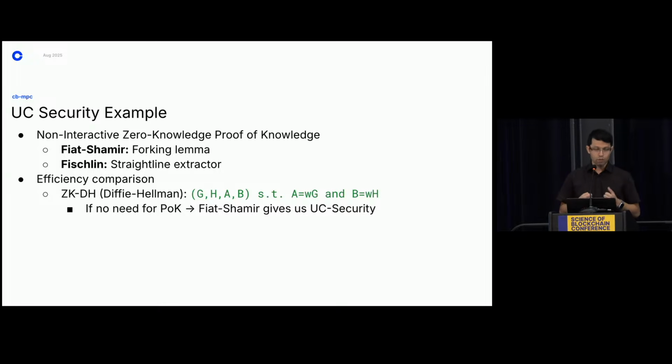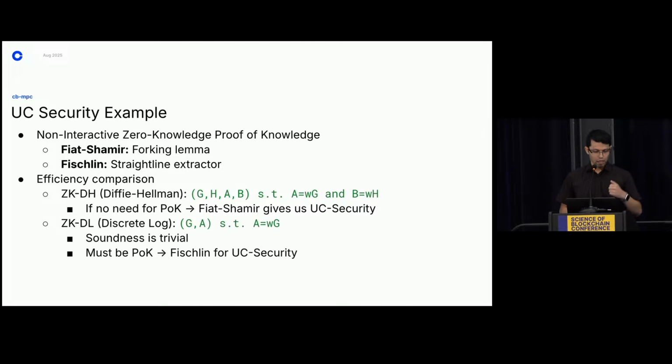We do want soundness, of course, and we don't want to reveal anything about W. In the protocols that we are using in CBMPC, we do not need proof of knowledge, meaning that the prover doesn't need to prove that it actually knows W. The fact that this statement holds is enough. That's why in CBMPC, we use Fiat-Shamir when implementing ZKDH and enjoy the efficiency that it brings with it.